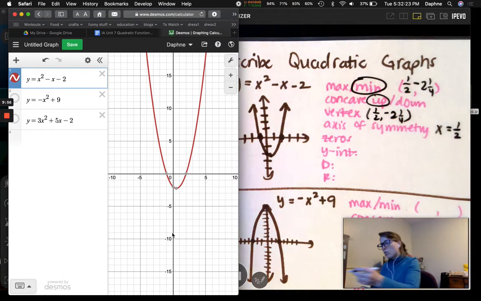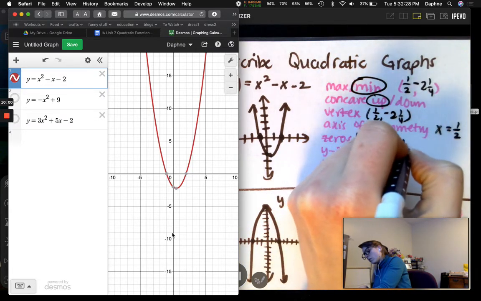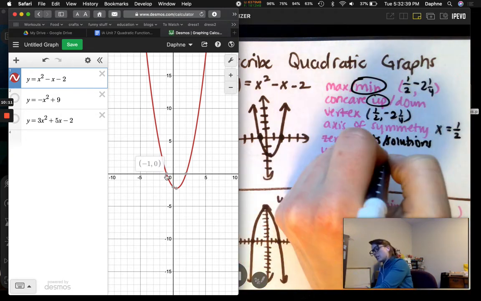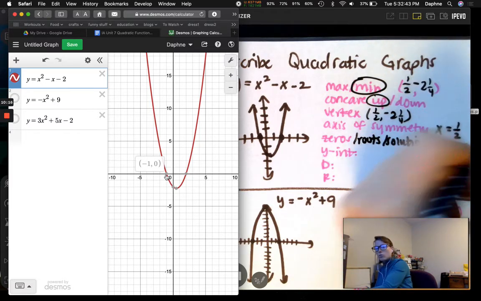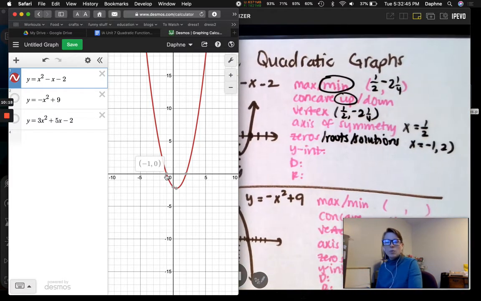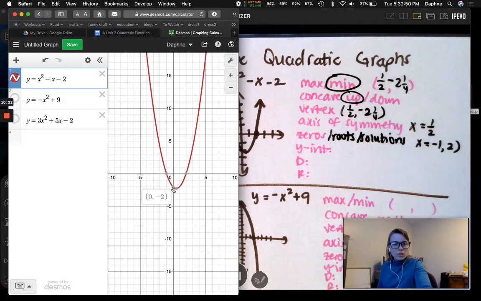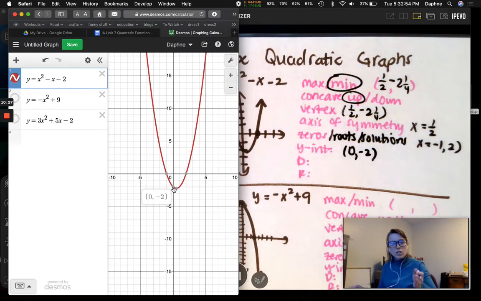Zeros are also called roots and also called solutions. We're only going to write out those words on this one just for the notes' sake. But those zeros, roots, and solutions, those are all x values. So I have zeros at x equals -1 and 2. So I just write that as x equals -1, comma 2. The y-intercept is also labeled for us on Desmos. That will be (0, -2). That's where it crosses the y-axis.